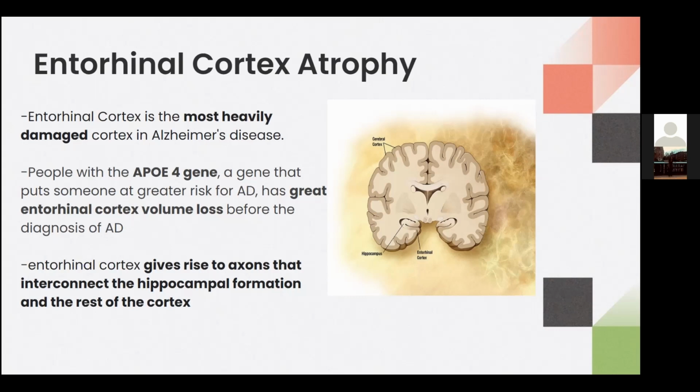And how is the entorhinal cortex related to the hippocampus? The entorhinal cortex is connected to the hippocampus because it gives rise to axons that interconnect with the formation of the hippocampus and the rest of the cortex.